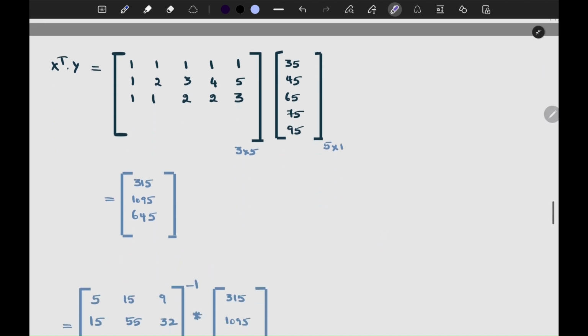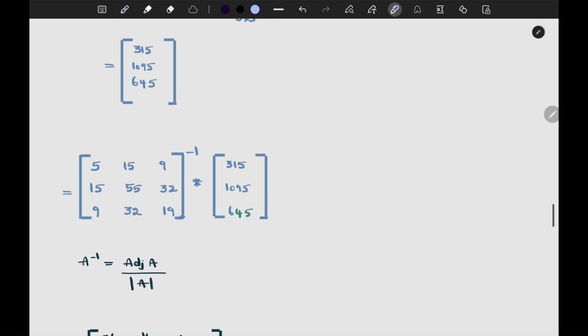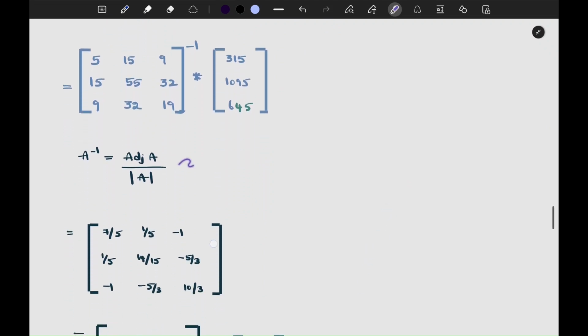After getting this, our calculation includes x transpose into x whole inverse into x transpose into y. So we calculated x transpose into x and x transpose into y separately. We need to calculate this inverse. As everyone knows, the formula for the inverse is nothing but adjoint of A by determinant of A. After these calculations, I performed this entire calculation for this particular matrix, so I directly wrote the output here. If you want, you can solve this and verify the values.